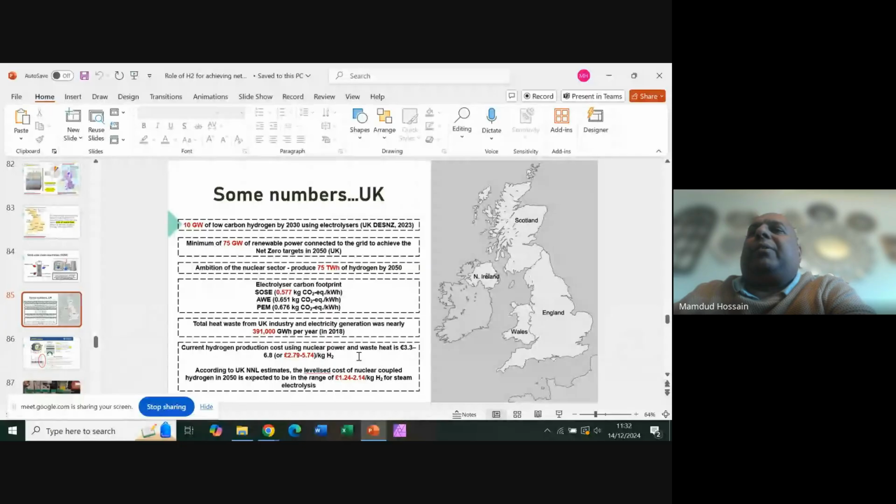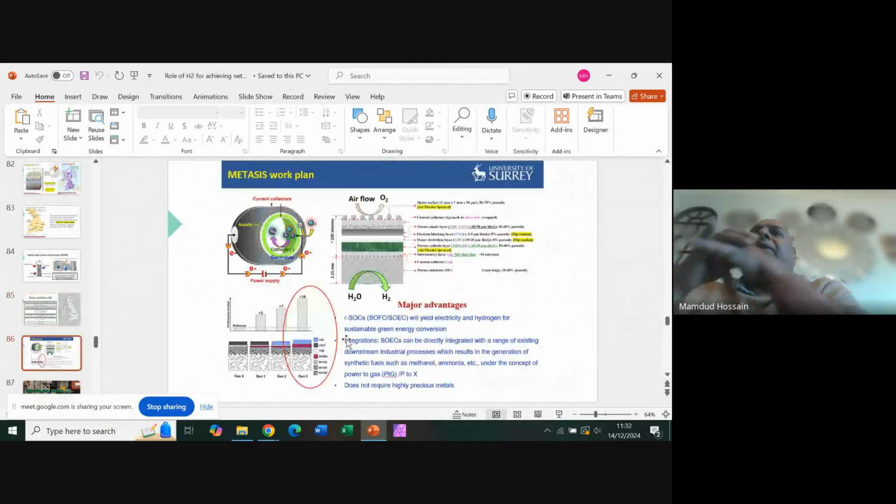Currently, hydrogen production cost from nuclear power and waste heat is about 2.79 pound to 5.74 pound per kg. But in future, our estimate or NNL estimate, that is National Nuclear Lab, this is our partner. We work with National Nuclear Lab, and their forecast is to reduce price to 1.24 pound to 2.14 pound per kg of hydrogen production. Okay, so that's our research work.